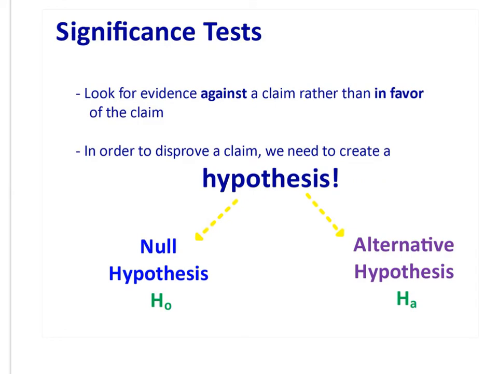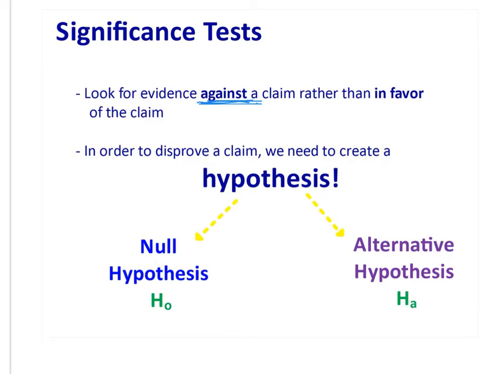So you've seen this slide before. We've talked about significance tests, and we say that they look for evidence against a claim rather than in favor of one. And we went through the whole process of type 1 and type 2 errors about looking for evidence against, meaning we're trying to prove the claim guilty instead of proving it innocent. We can prove it guilty or not guilty. So in order to disprove a claim, we need to create these hypotheses. We have the null, or the H0, and the alternative, the HA.